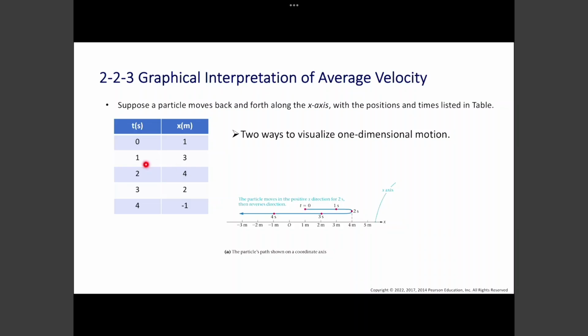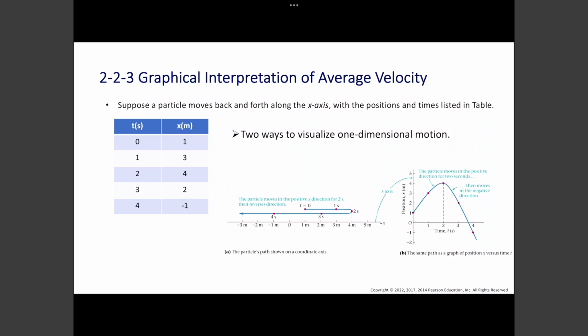And then at t equals 1, it is at 3 meters. And at 2 seconds, it is at 4 meters. And at 3 seconds, it's at 2 meters. And at 4 seconds, it's at minus 1 meter. So we can represent the particle's path as in this motion. But this way of showing a particle's motion is a bit messy. Because of that, we replot this same information with a different type of graph.